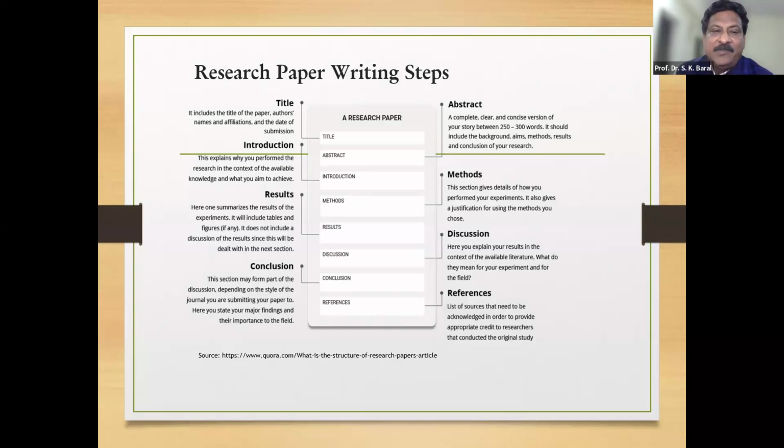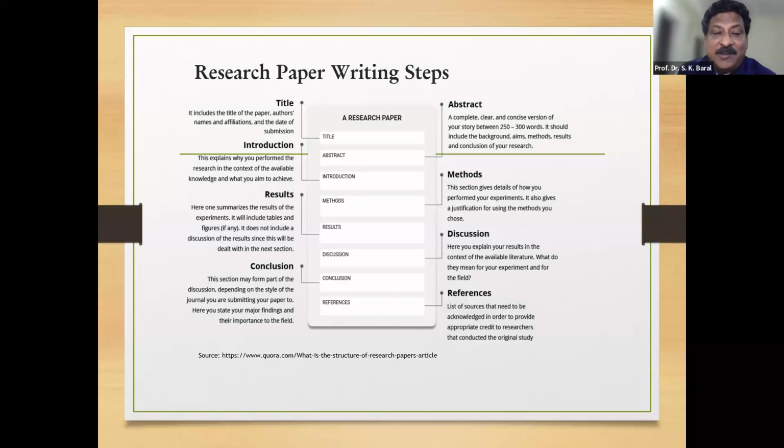After the abstract, you go for the introduction. Here you place the available knowledge and what you aim to achieve. Then you go for the literature review. Then objectives. Then, if required, you take the hypothesis. Then you go for the method. Here you have to write down the significance and what method you have chosen. Then results. In this section, you have to bring the results in the form of what you have found through your experiments.